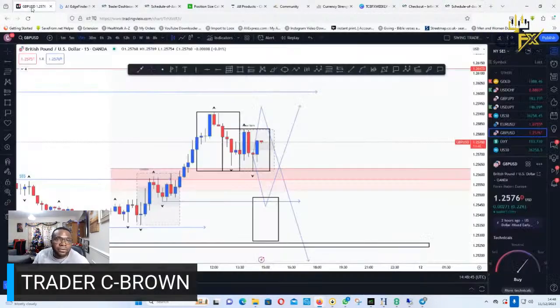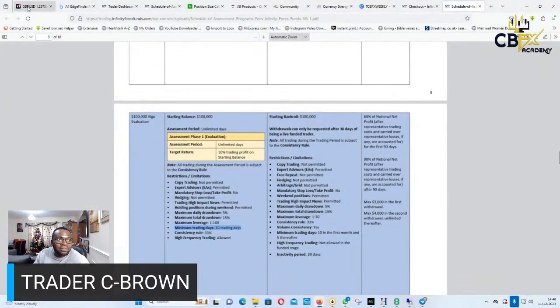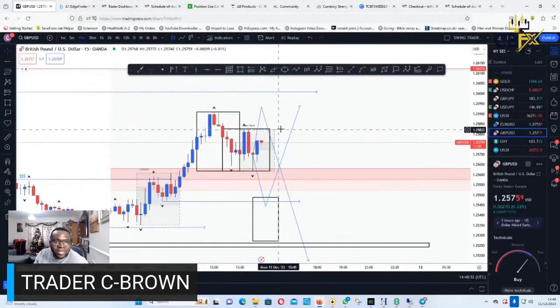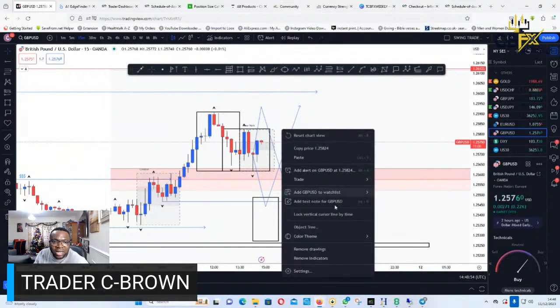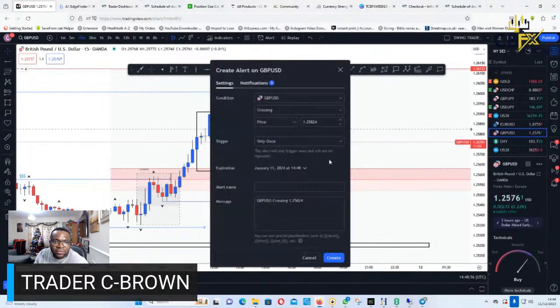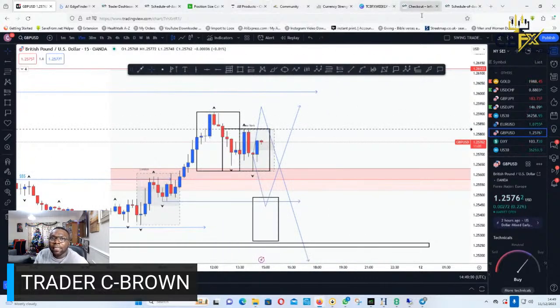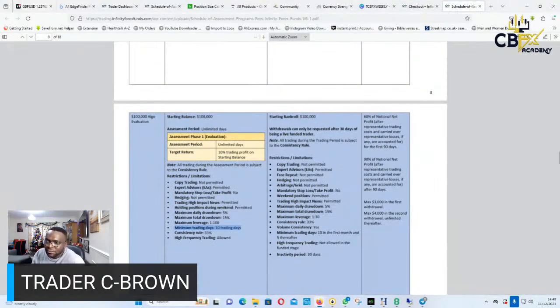Let me see the market first, though. Okay, we're still right. So let me put an alert there so that I won't miss the opportunity. We're setting an alert so that immediately price gets there, we will know. Okay, let's go back here. You have to read all these things. It's very cheap. It's very easy to read, okay?